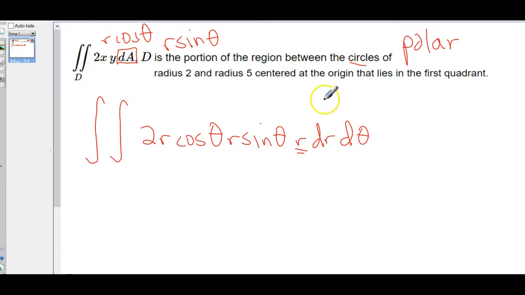When we have polar coordinates, we have to add this extra r in there. Okay, and now I've got r dr first. Our radius is going from a radius of 2 to a radius of 5. And then theta, in this case we're just in quadrant 1, so it's 0 to pi over 2. We're not going all the way around like we have in some of these examples.